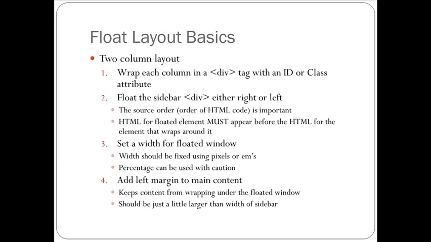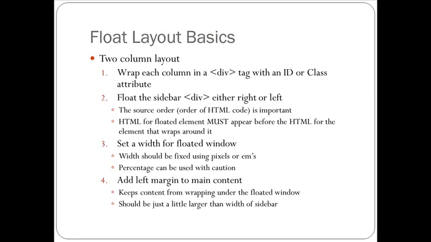To create a two-column layout, you would wrap each column in a divider tag with an ID or a class attribute that you might use for styling. Float the sidebar divider either right or left, whichever side you want that small column to be on. The source order, or the order of the HTML code, is important here. It's important because the content that's going to wrap up or float alongside of this has to come after it.